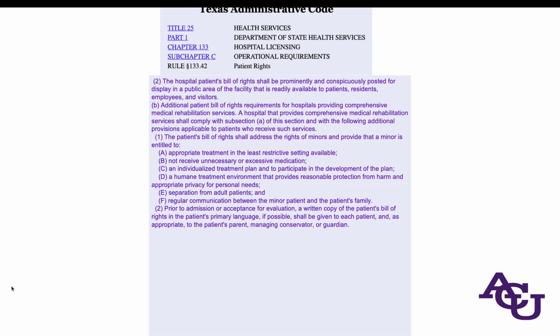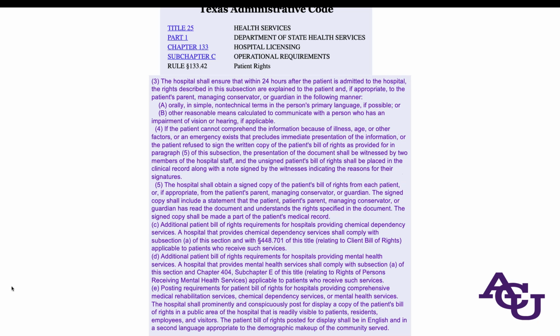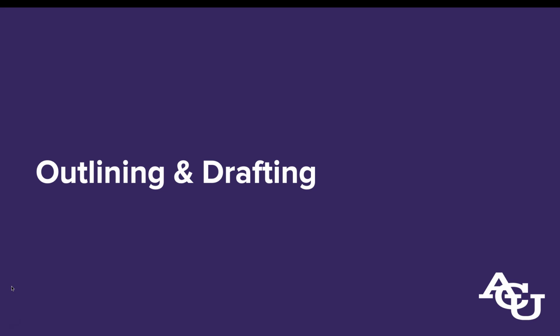And you'll see on this one, there's a note. The hospital patient's Bill of Rights should be prominently and conspicuously posted for display in a public area that is readily available. And if we look at this, that tells us something about the usability, because if it's a huge, long piece of text, then prominently and conspicuously posted word vomit is not going to be helpful. So there's certainly a value to having this be concise. And you can look at that more.